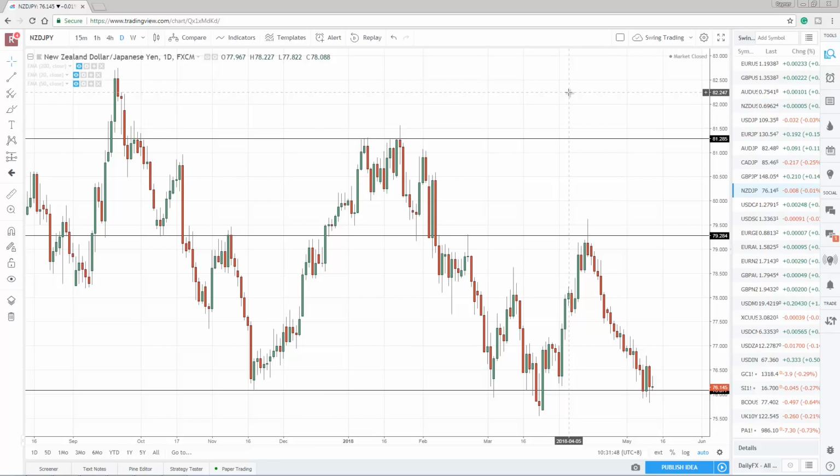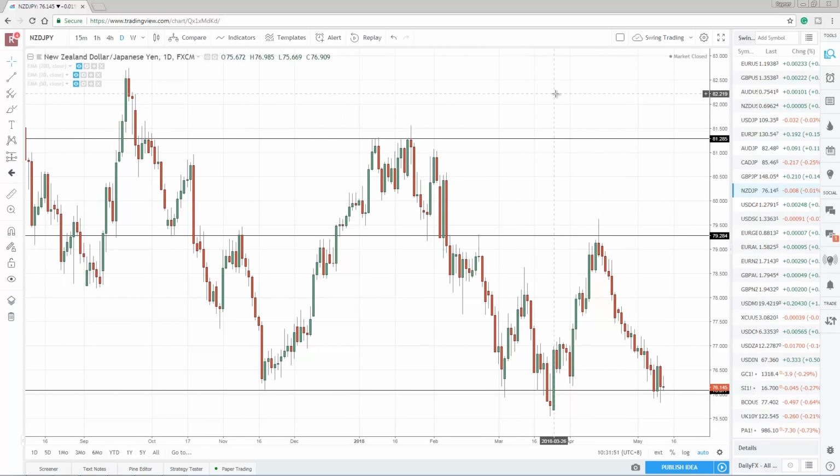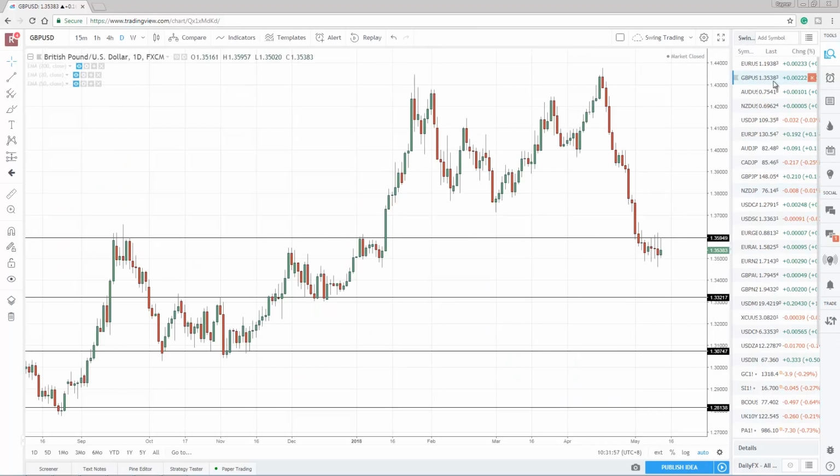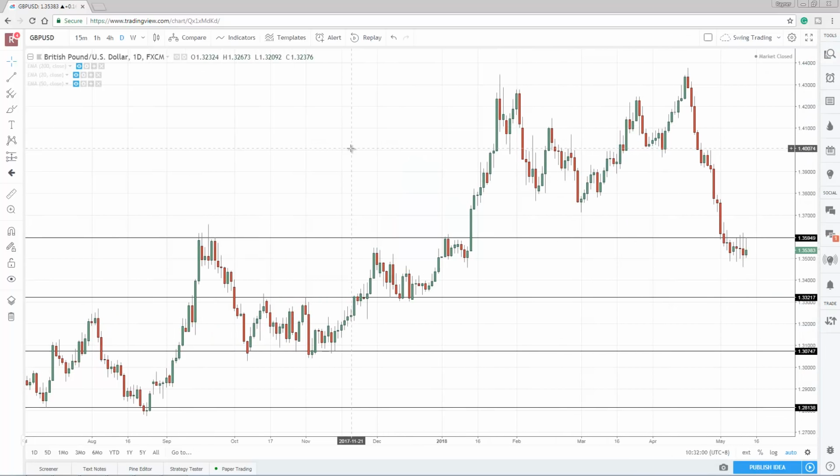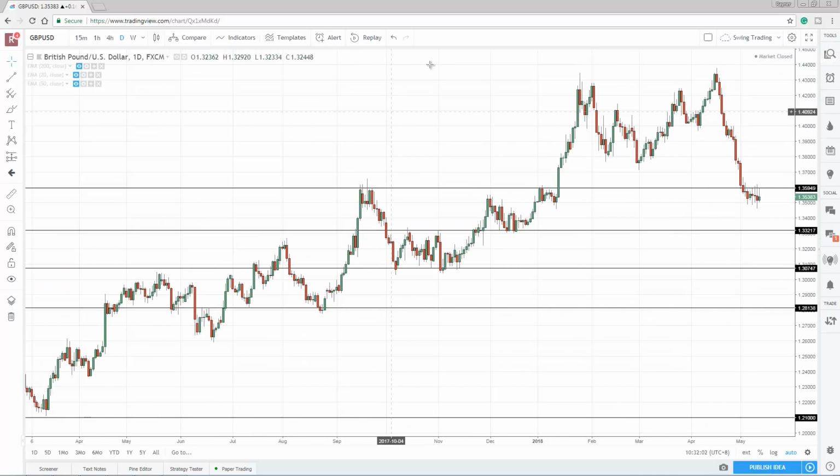There are more, but of course, if I want to talk about all of it, it would pretty much take more than an hour or so. So to end off this week's video, I just want to share with you a potential trading setup that I think is worth looking at. So this is the pound dollar.